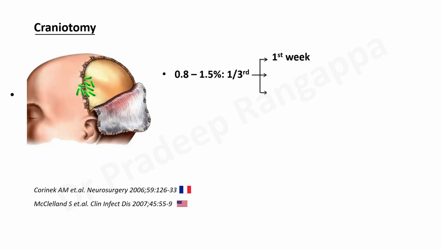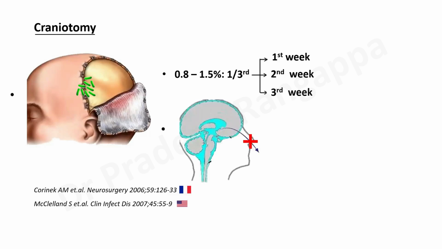One third of these infections tend to occur in the first week after craniotomy surgery, and the second third happens in the second week. So it's easy to remember: the next third happens in the third week. So up to 3 weeks is the risk after craniotomy of someone developing nosocomial meningitis, and the risk is 0.8 to 1.5%. This is very important.